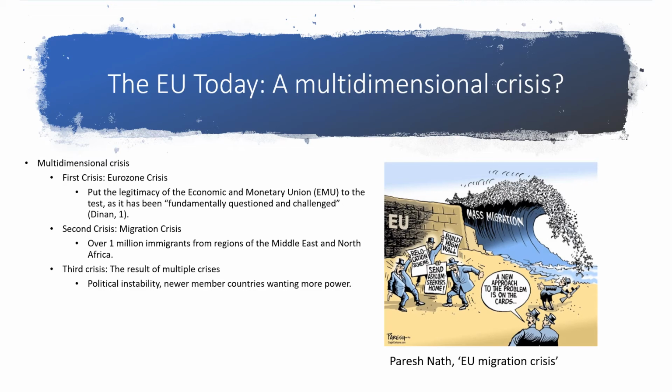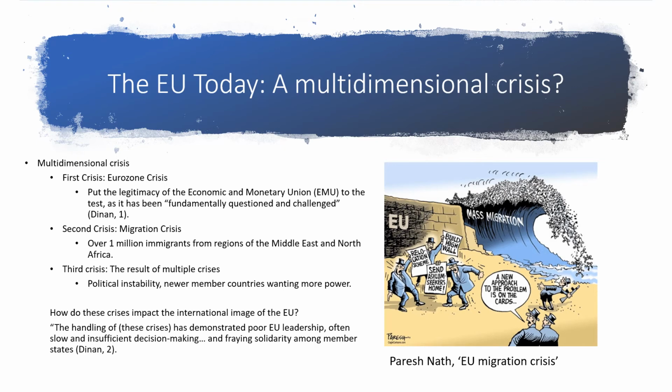The third crisis, which results from the prior two crises, is political instability and essentially difficulty in member states to cooperate on political policy and economic policy. So essentially this is newer member countries wanting more power, while we still have countries like Italy, Germany, and France wanting to dictate how the European Union's direction is, specifically Germany and France.